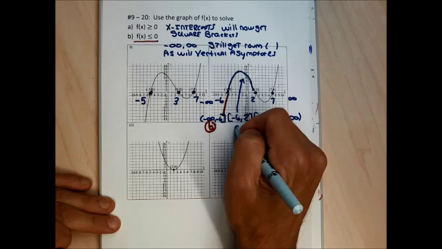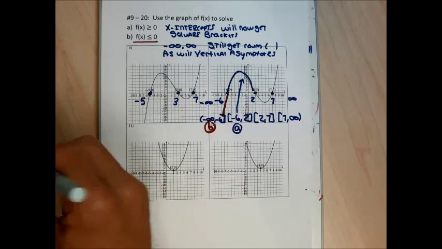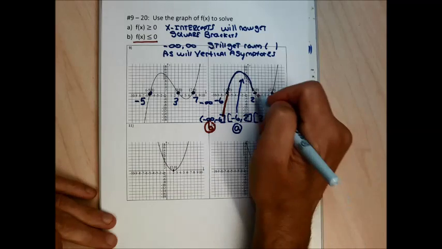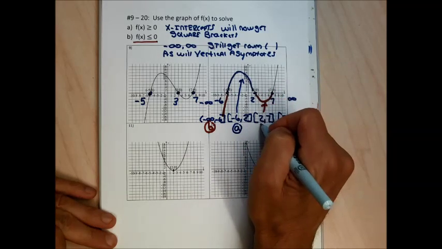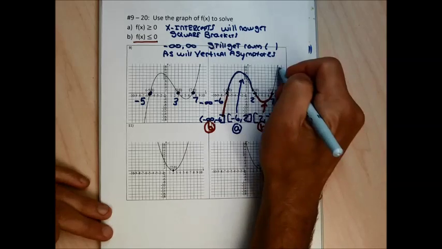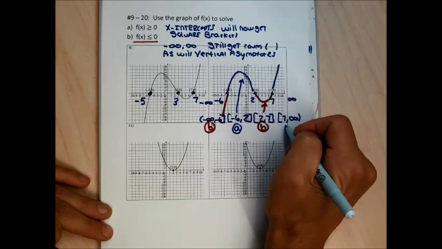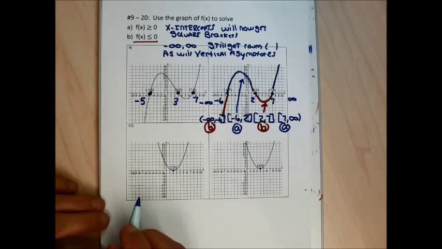That's going to be a part A, where the f of x's are greater than or equal to 0. The third region is going to correspond to that interval where the graph is beneath the x-axis or touching the x-axis. That's going to be a part B. And the last interval corresponds to this, which is above the x-axis or touching the x-axis, which corresponds to an A.